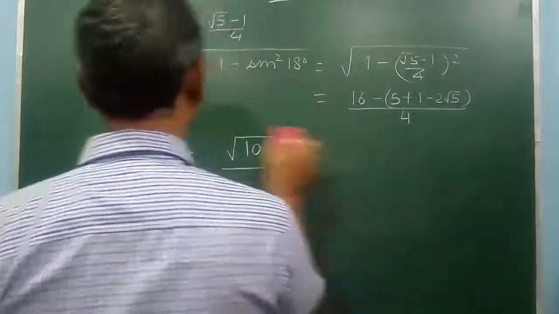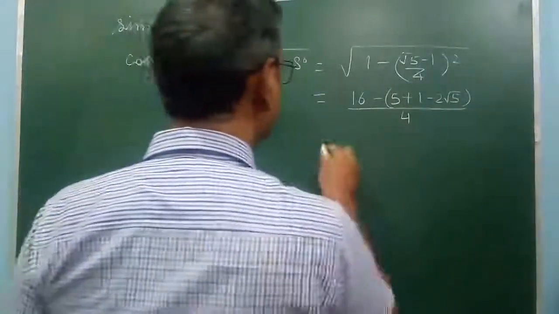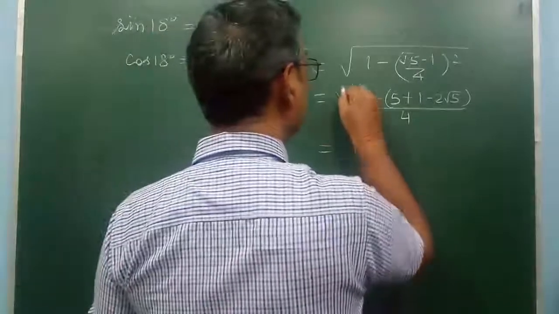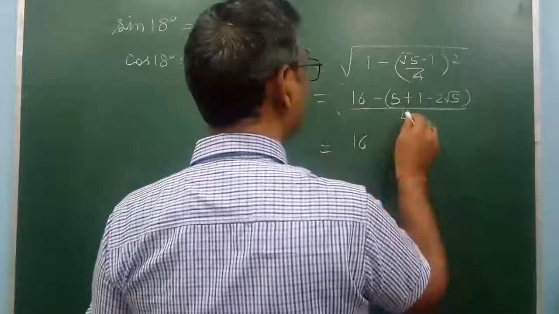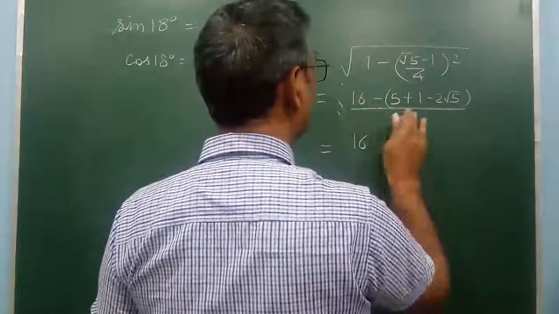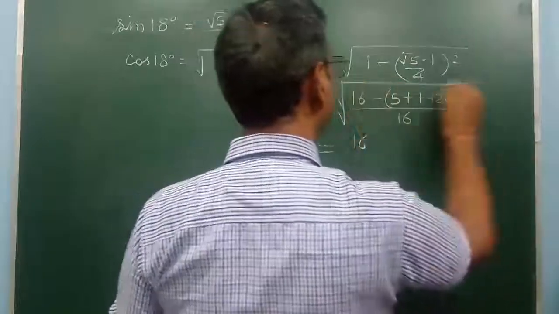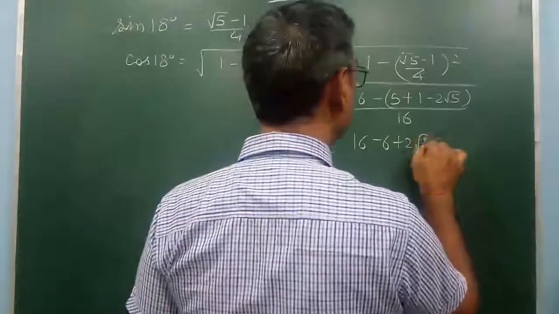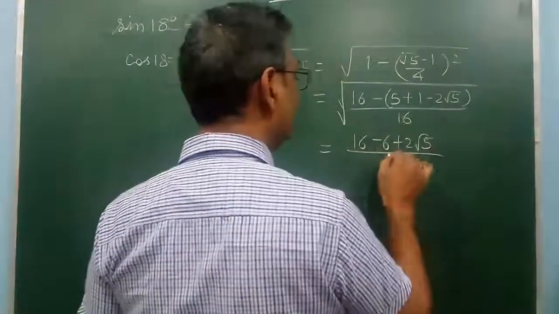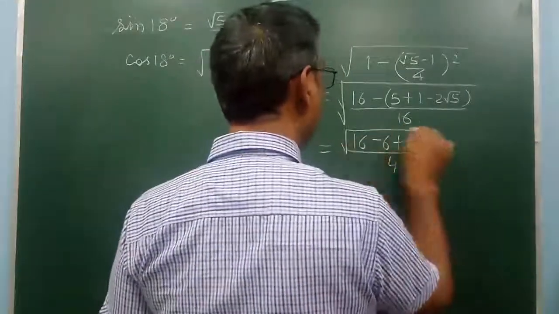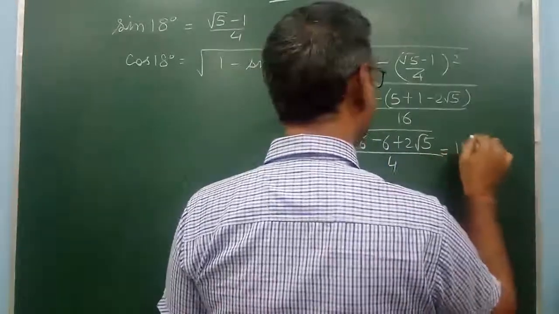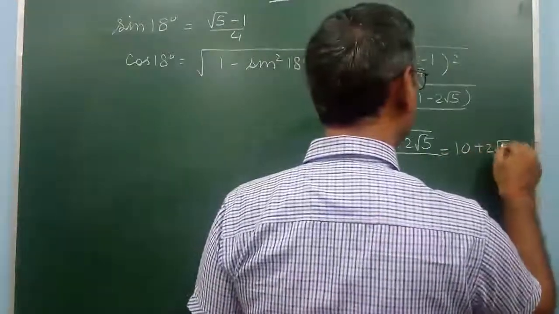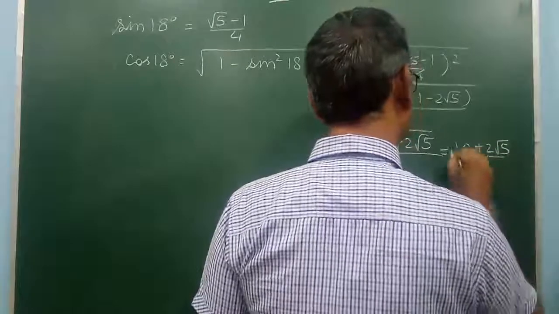Here, this one equals 16, under root will be there. Here we can write 16 and here we can put under root (16 minus 6 plus 2 root 5) by 4. So this is (10 plus 2 root 5) by 4.